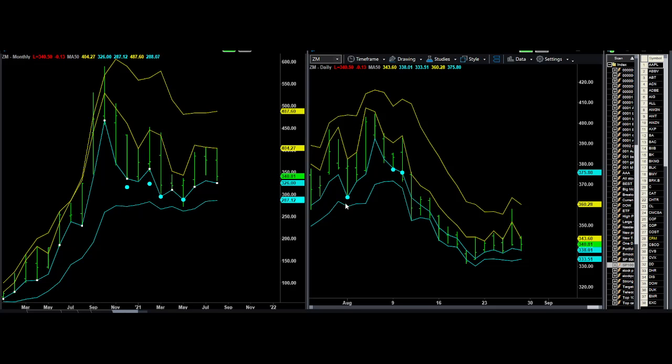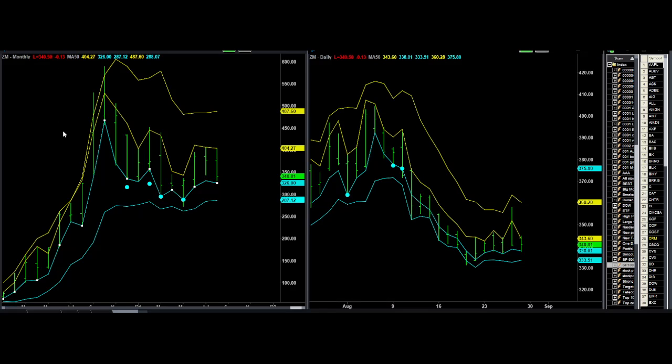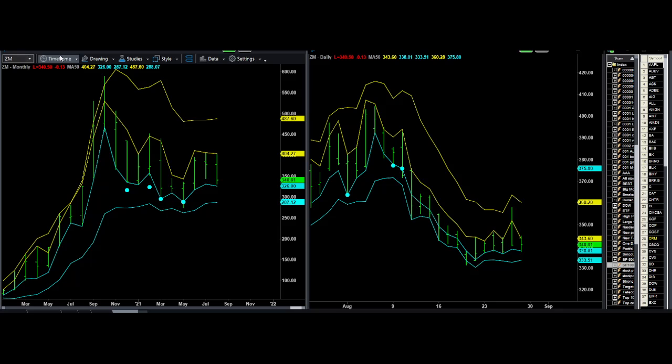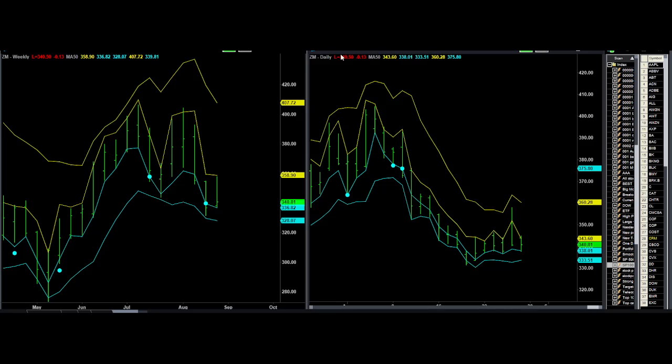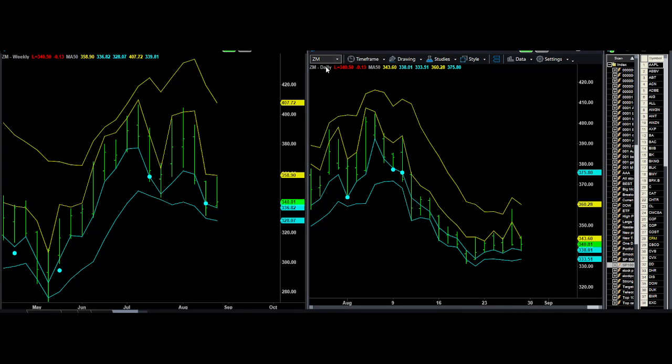So this is the Zoom daily chart, and this is a Zoom monthly chart. We can change this chart to weekly chart. So you see this is the Zoom weekly chart, and this is the Zoom daily chart. Right now, today is Saturday, so on this daily chart each vertical line is 1 day's data. So this is Friday, August 27th, and this is August 26th, Thursday.